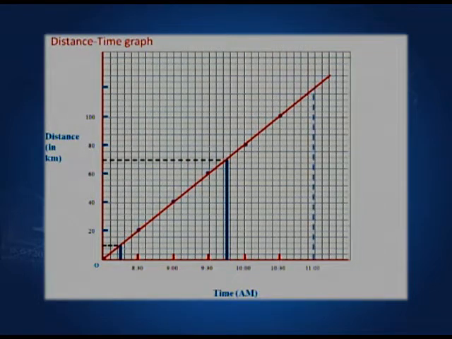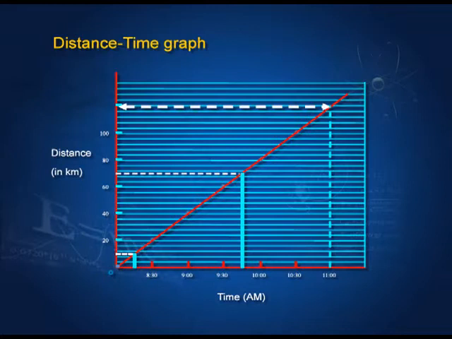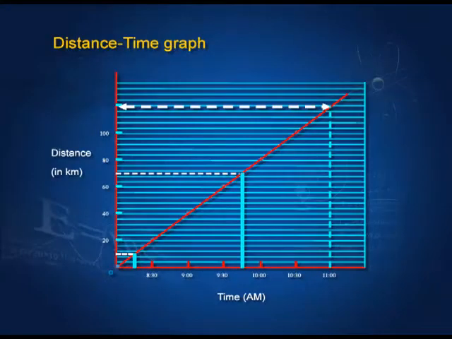We can also extrapolate, we can find out where would the bus be at 11 o'clock, and we find that this would be at about 120 kilometers. So, the graph serves many purposes. It tells us the speed, it tells us where the bus was at a certain time or what distance it had covered at a certain time, and so on.